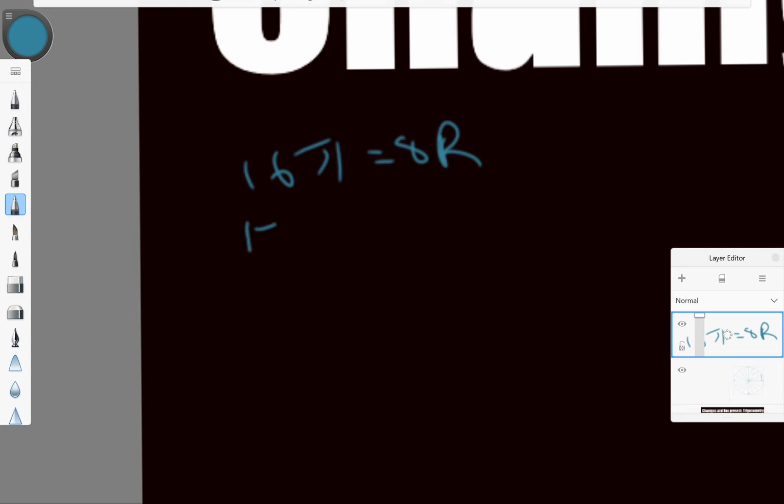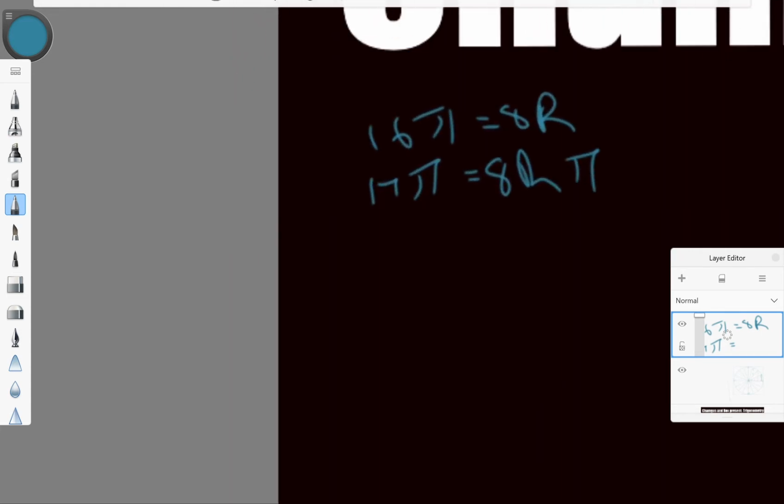So let's say we have another one. Let's do something pretty simple still. 17 pi. Well, we're going to have 8 rotations after we divide by 2 pi, and we're going to have pi remaining. So the angle is going to be pi, and we're going to have 8 rotations. You see where this is going, right?